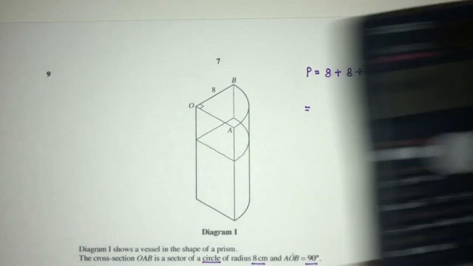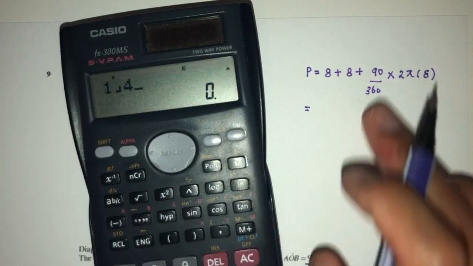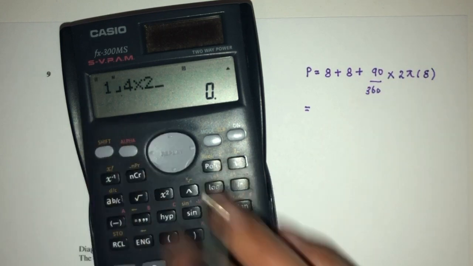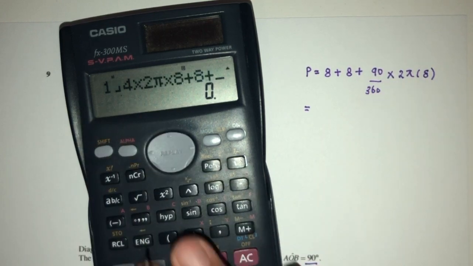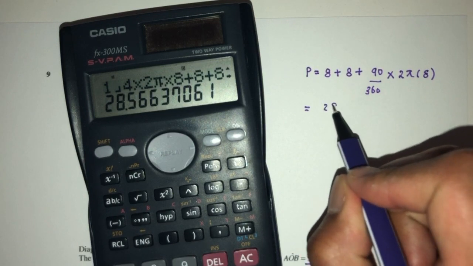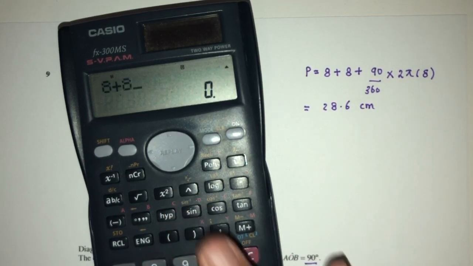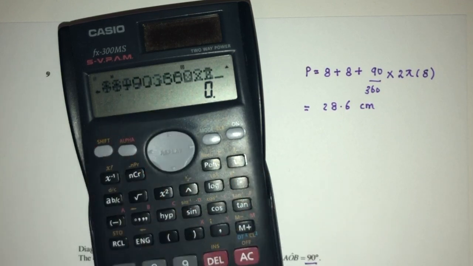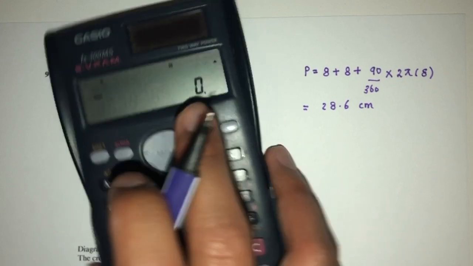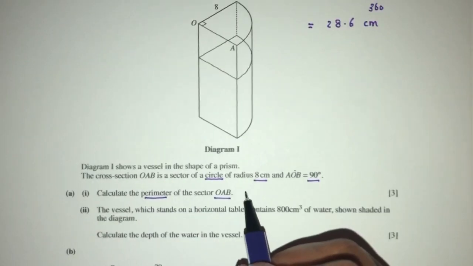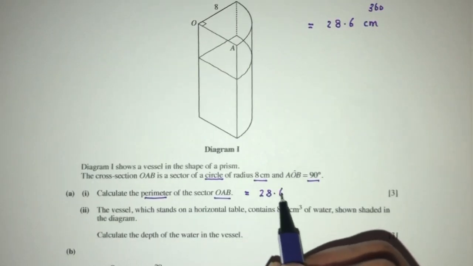So let's solve. 1/4, which is 1/4 here, times 2 pi times 8, plus 8 plus 8. That will be 28.6 centimeters. 8 plus 8 plus 90 over 360 times 2 pi times 8. That will be this value. 28 plus 0.6.